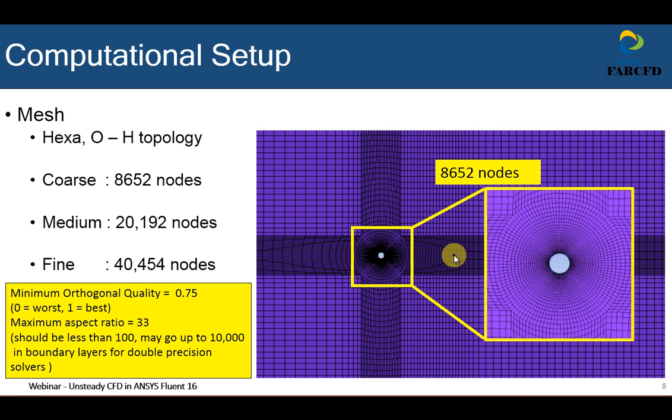All three meshes have double the nodes of the previous mesh. It is achieved by increasing the mesh size in each direction by a factor of 1.44.